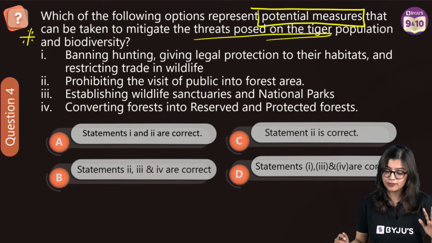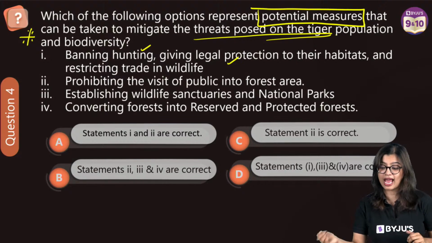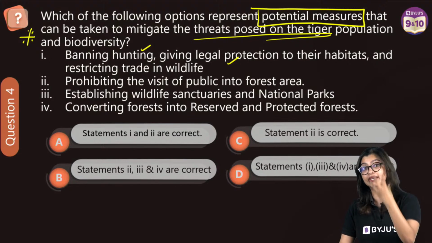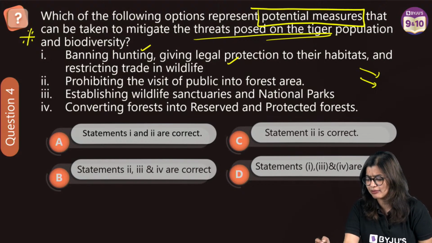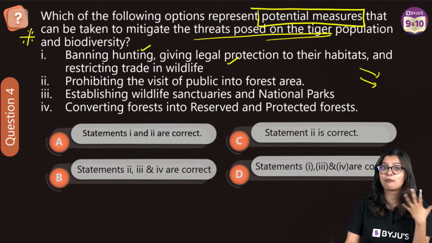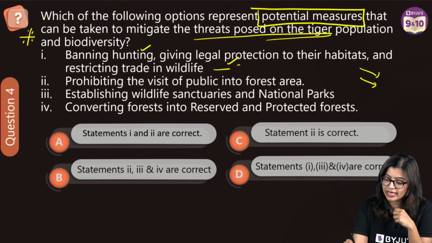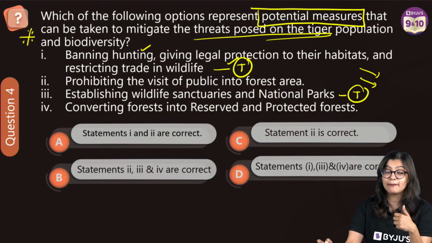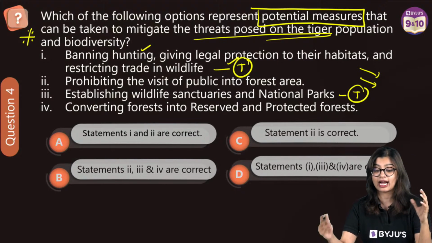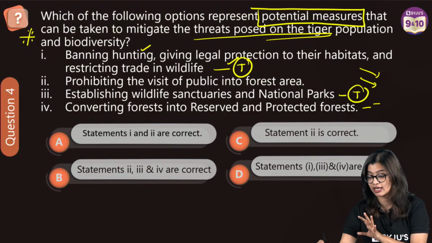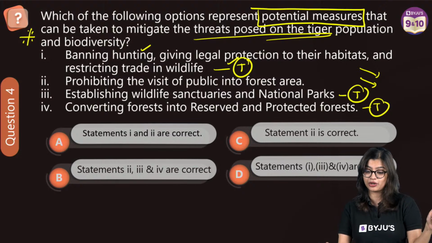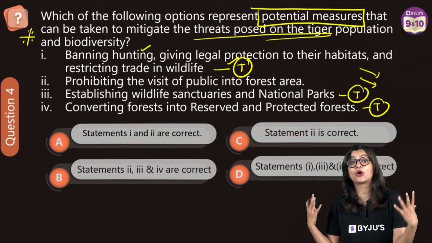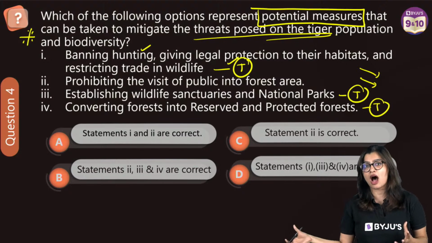So what can we do? We can ban hunting and provide legal protection because first and foremost, the tiger population came down because of the excessive poaching that happened. So this is a potential measure. Making sure that areas are made protected, that means converting forests into reserved and protected areas is something we can do. Wildlife sanctuaries and national parks, making them protected such that nobody can harm them.